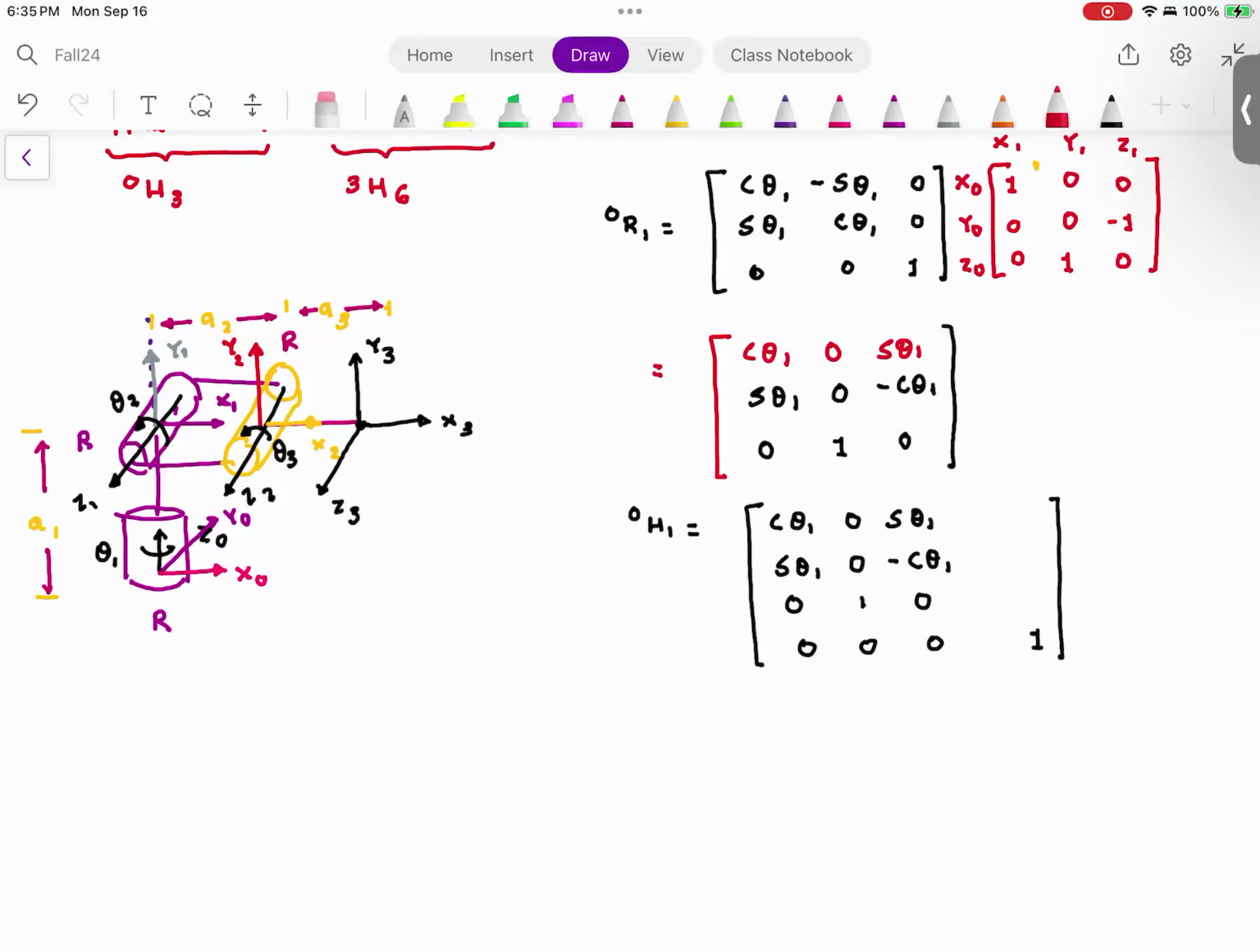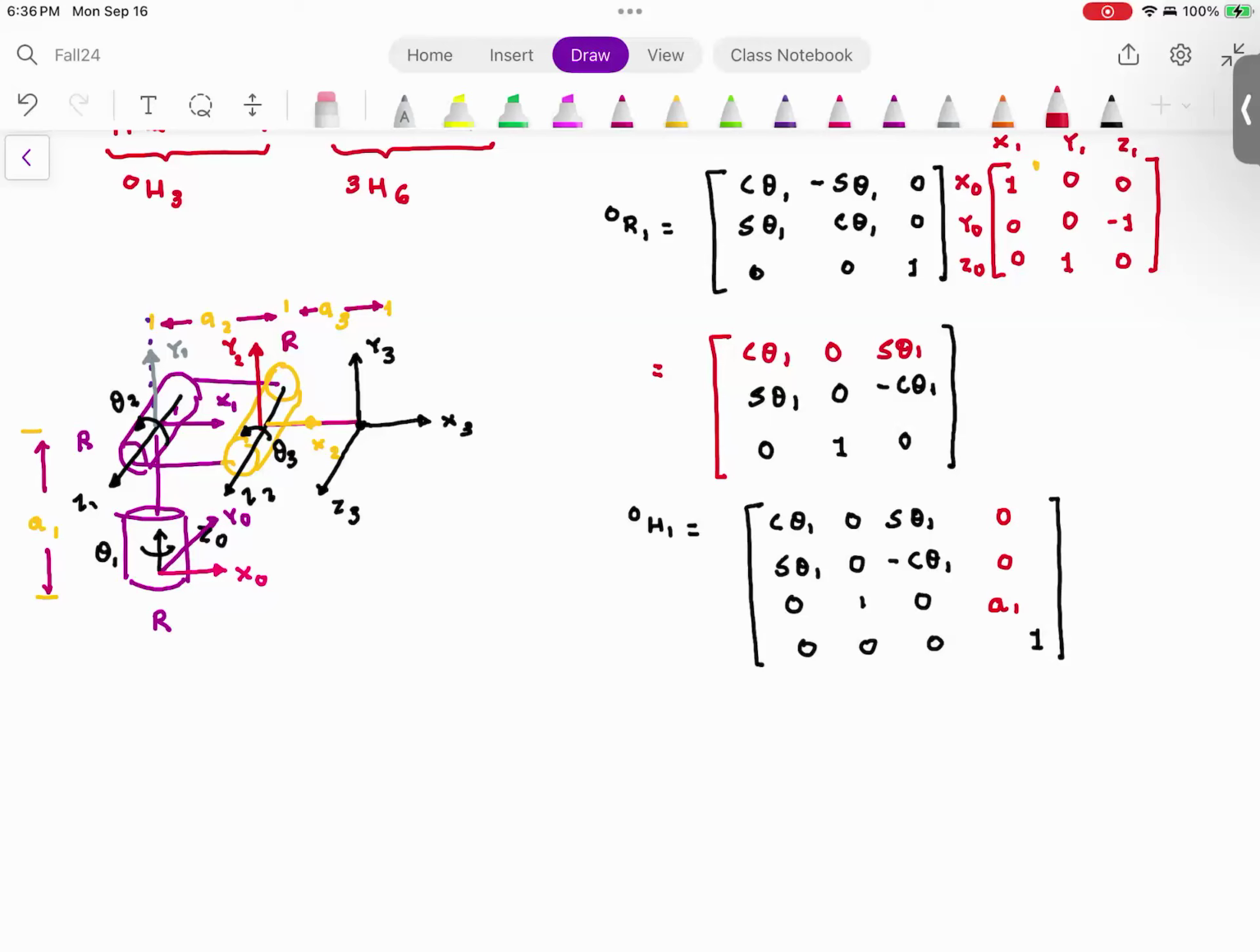Can you see that between frame 1 and frame 0, there is no x offset? Do you agree with me? There is no x offset. So this becomes 0. Frame 1 and frame 0, there is no y offset. Can you see that? The only offset they have is with respect to Z0, which is nothing but A1. And this is extremely important, so I'll spend some time over here.